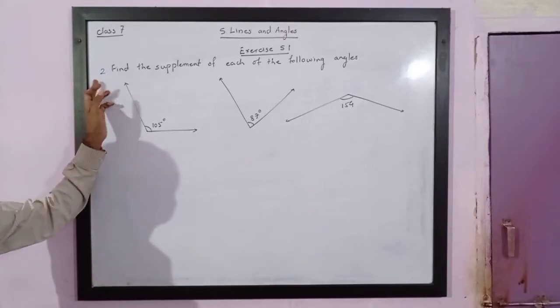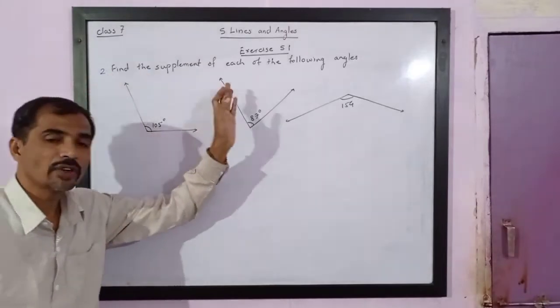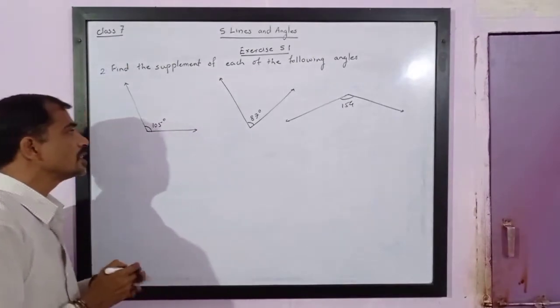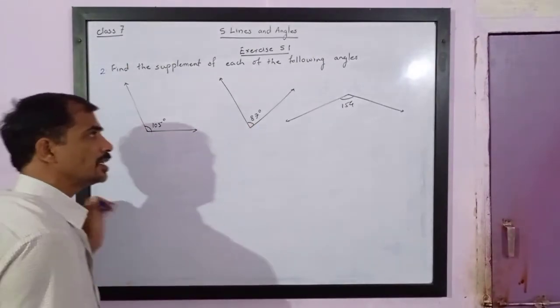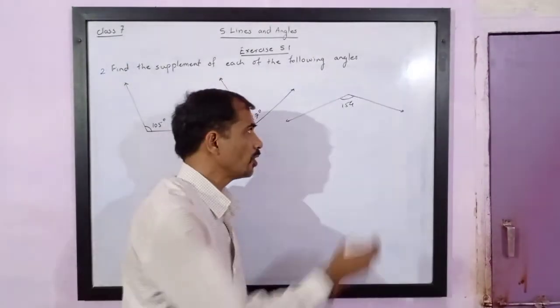Dear friends, we have the second question: find the supplement of each of the following angles. Out of that, first is 105 degrees, second is 87 degrees, and third is 154 degrees.